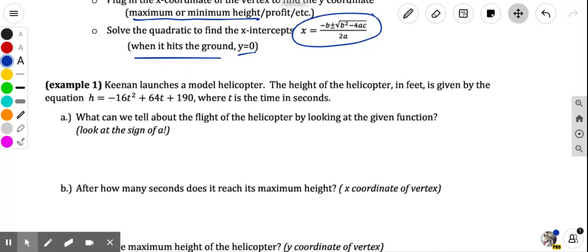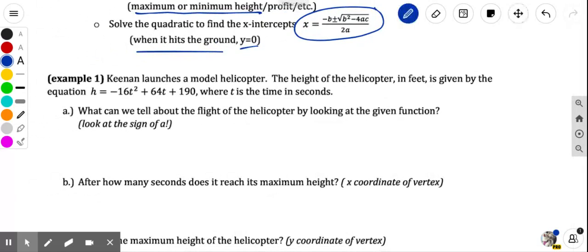So here's our first example. Keenan launches a model helicopter. The height of the helicopter in feet is given by the equation. So here's our equation, where t is time and h is height. So it says, what can you tell about the flight of the helicopter by looking at the given function? And then I wrote, look at the sign of a. So if you guys remember, when a is negative, it points down, opens down.